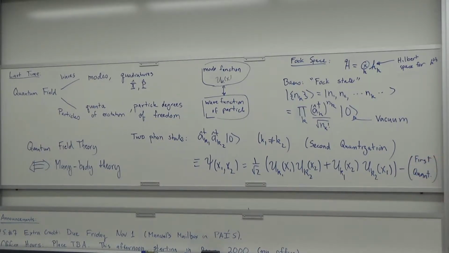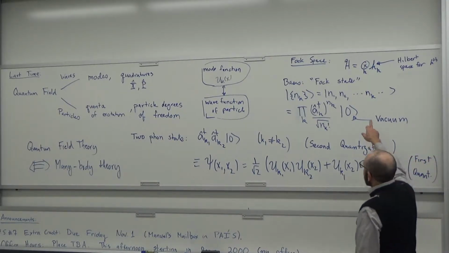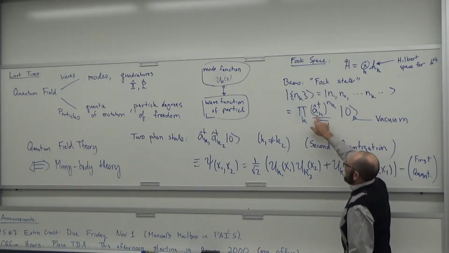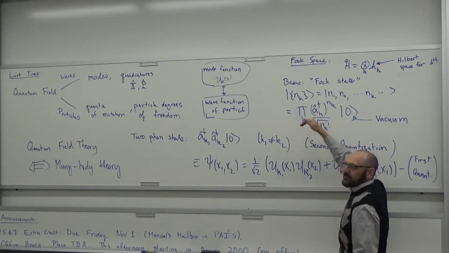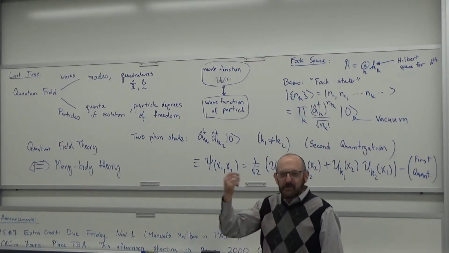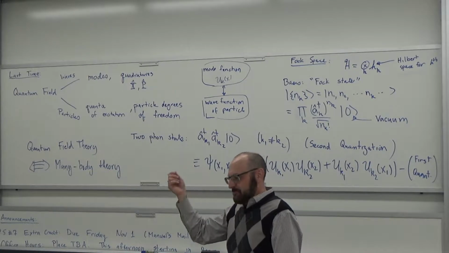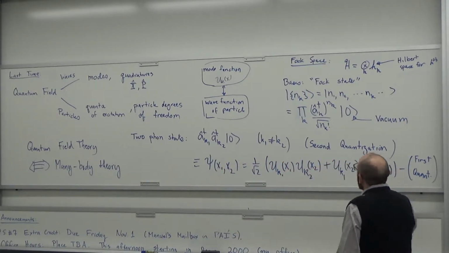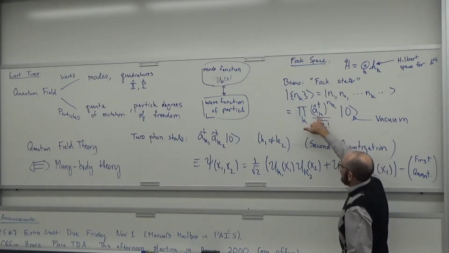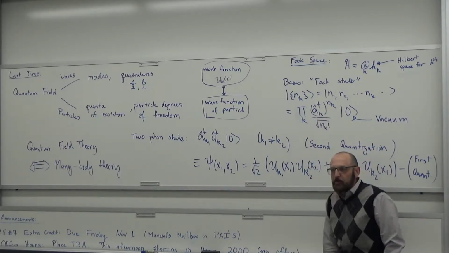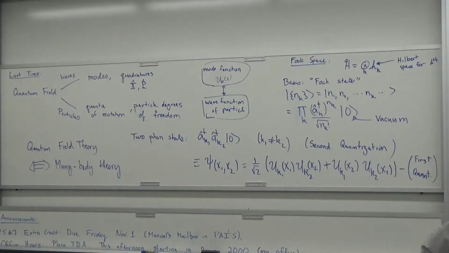Okay? And we can obtain these states by creating, so now what was the raising and lowering operator for the harmonic oscillator now becomes a creation operator that creates a particle in that mode. Okay? So if we want to create n particles in the kth mode, we apply the creation operator n times and normalize appropriately.